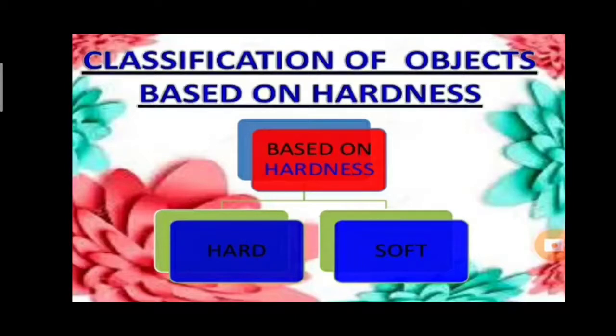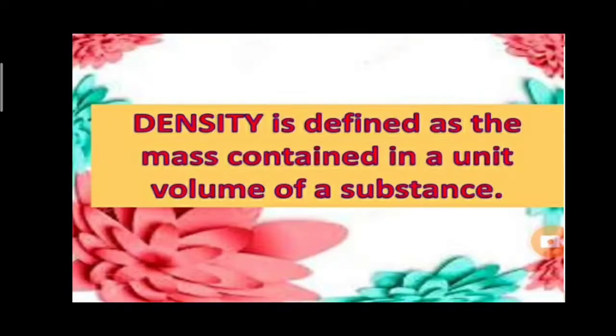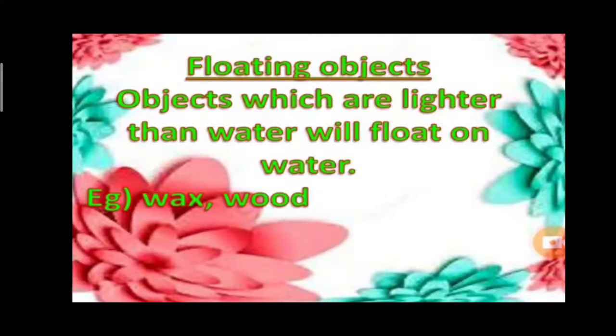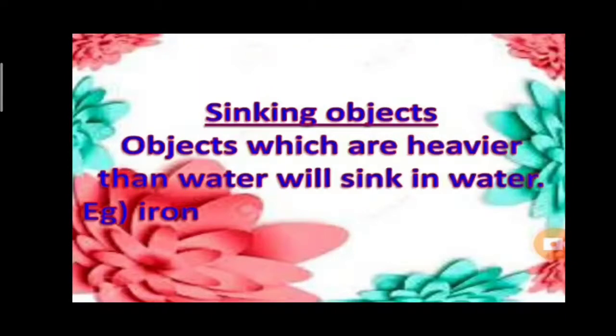Objects can also be classified on the basis of hardness. An object can either be hard or soft. Density is defined as the mass contained in a unit volume of a substance. The objects can also be classified based on density. This classification includes floating objects and sinking objects. Objects which are lighter than water will float on water. Such substances are called floating objects, for example, wax and wood, whereas the objects which are heavier than water will sink in water, for example, iron. Such objects are called sinking objects.